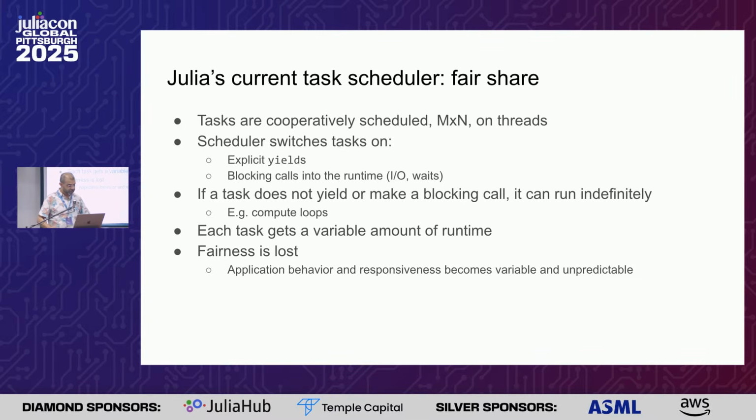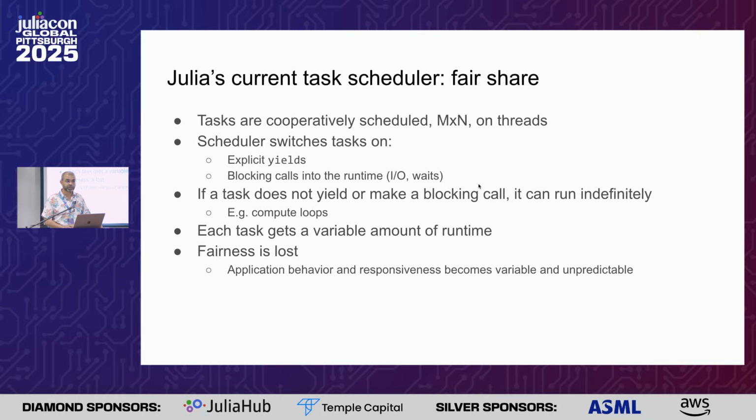Right. So the scheduler switches tasks, notwithstanding Oscar's warning that tasks can switch at allocations and during GC and such. Yes, it can, but currently it doesn't. Mostly a task will switch when you explicitly yield or when you make some sort of blocking call, IO, waits, that kind of thing. So if a task does not yield and does not make a blocking call, it can run indefinitely.